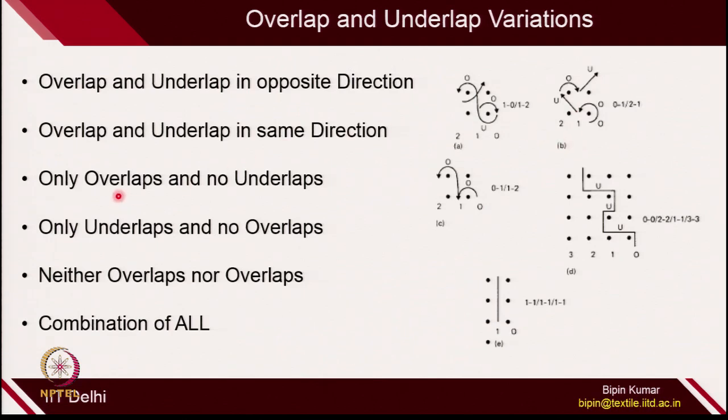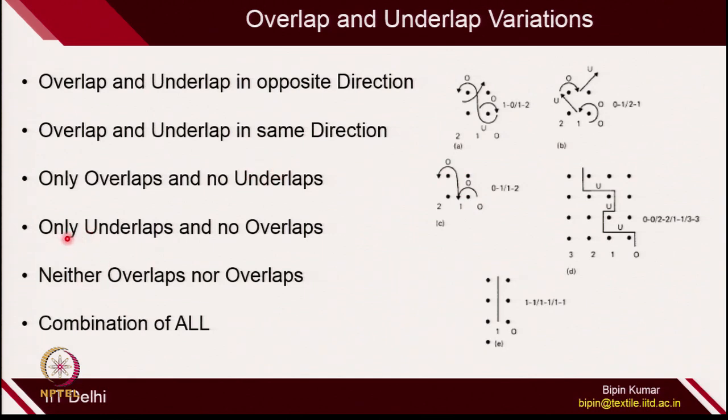There are other possibilities also where there are only overlaps and no underlaps. For example, here if you see, there is only overlap and there is no underlap between 2 overlaps. In each course only overlaps are present and underlaps are not happening. This is the diagram or schematic for this particular situation.